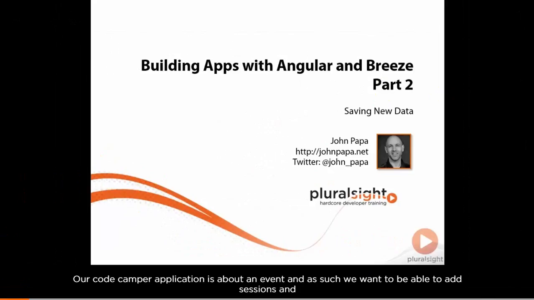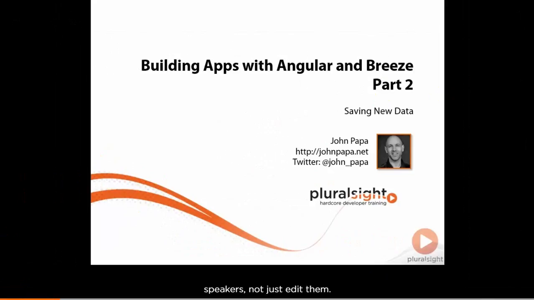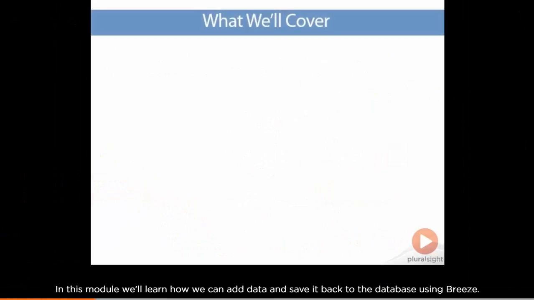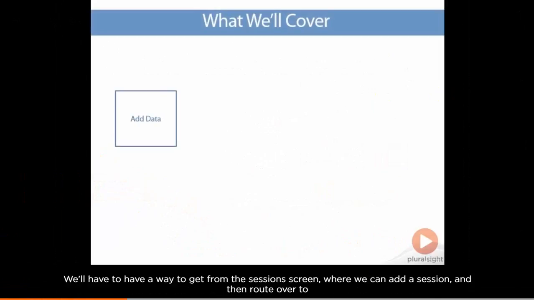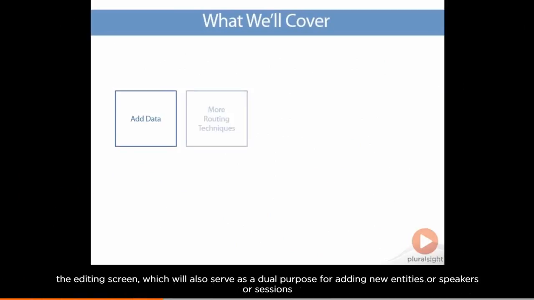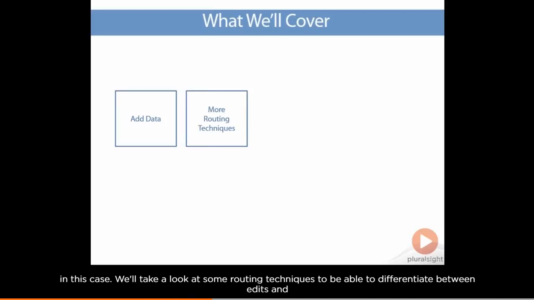Our CodeCamper application is about an event, and as such, we want to be able to add sessions and speakers, not just edit them. So in this module, we'll learn how we can add data and save it back to the database using Breeze. We'll have to have a way to get from the session screen where we can add a session and then route over to the editing screen, which will also serve a dual purpose for adding new entities, or speakers or sessions in this case.